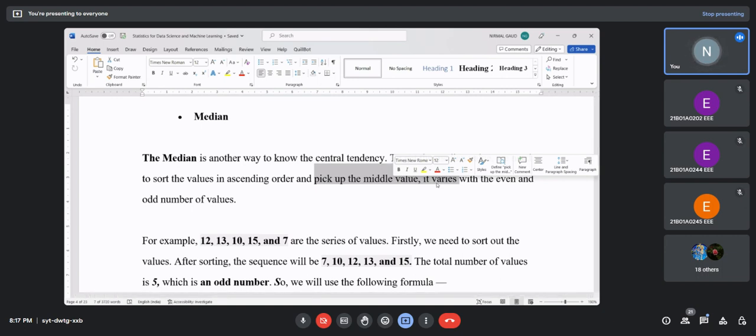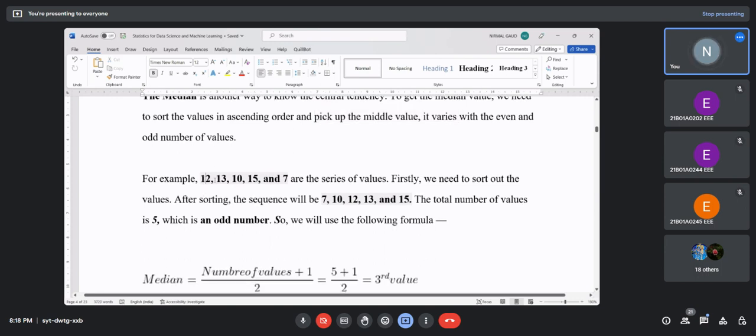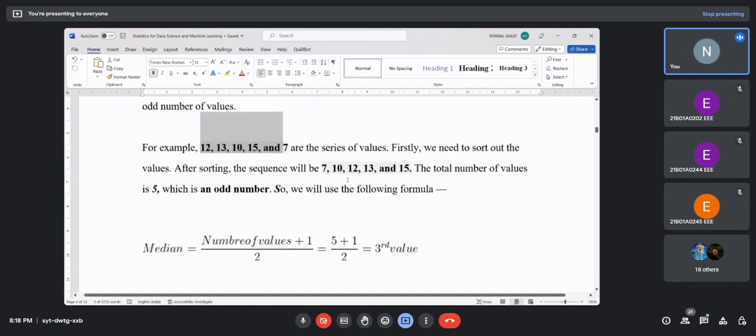For example, if you have data with five values: 12, 13, 10, 15, 7. These are the five values available to you, and you are asked to calculate the median. You first need to sort them into ascending order. So in ascending order it will be 7, 10, 12, 13, 15. And median is the middle value. Since the count is odd, the middle value is the third value.